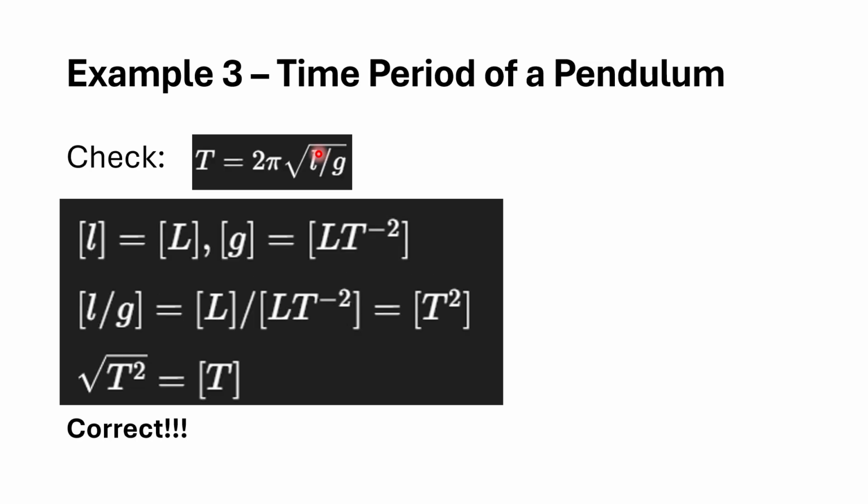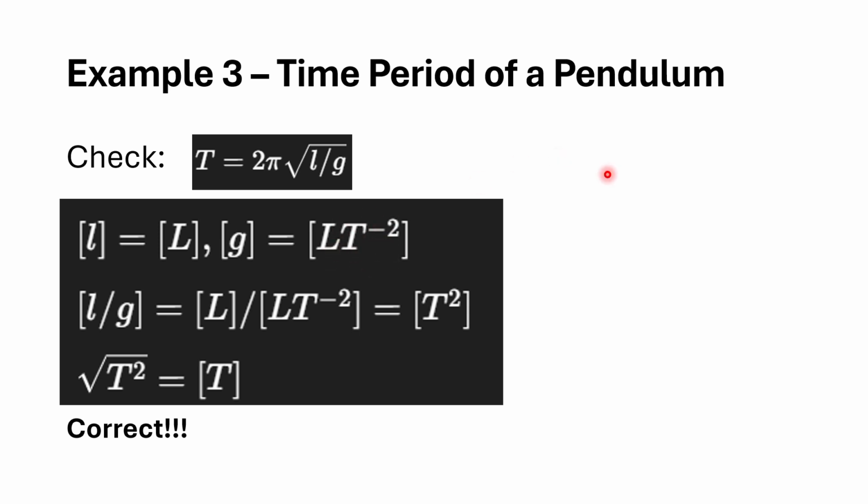Let's move to the third equation, the time period of the pendulum. As we know, the time period of the pendulum is T = 2 pi under root L by G. Now break it all down and check the results. What is L? Length. What is G? G is actually the acceleration. As we know, gravity is the acceleration, 9.8 meter per second square. So we will take it as the acceleration.